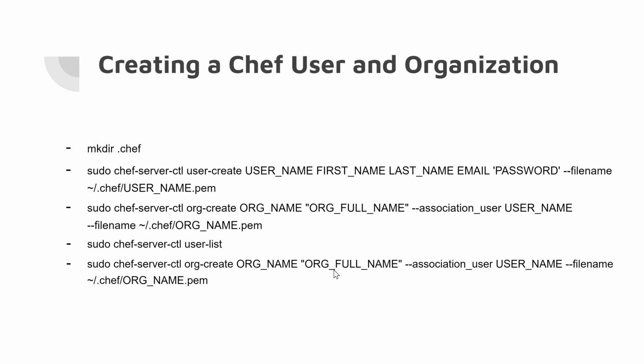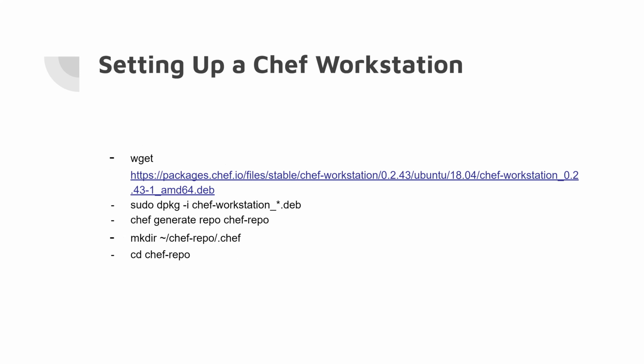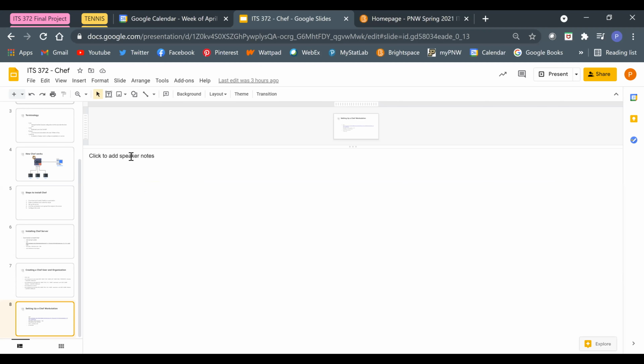And to create a Chef user and organization, here are the commands. They're very long. The second one creates the user, and the third command creates the organization. And then here are the commands to set up the Chef workstation. And then I'm going to demonstrate different cookbooks, how to show them and create new cookbooks, and to write a new recipe.